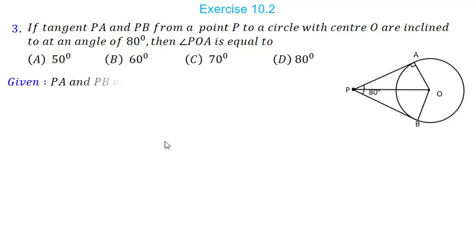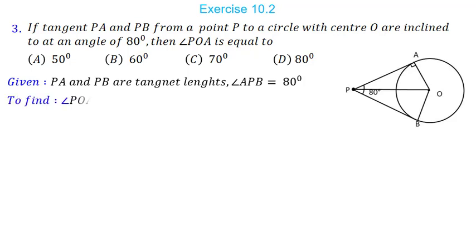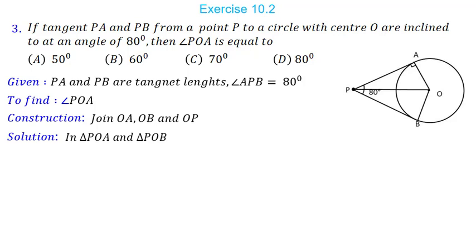Now let us see how we write the solution. First we write given, that is PA and PB are tangent lengths and angle APB is 80 degree. Then we have to find angle POA. Here we do a small construction that we will join OP, OA and OB. Now we take triangle POA and triangle POB.